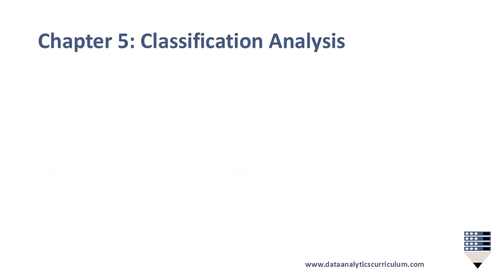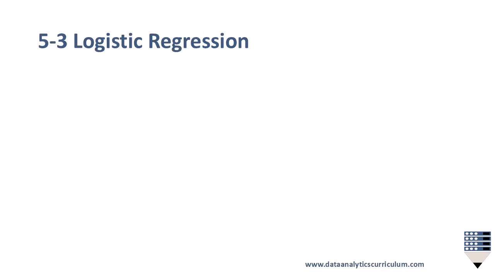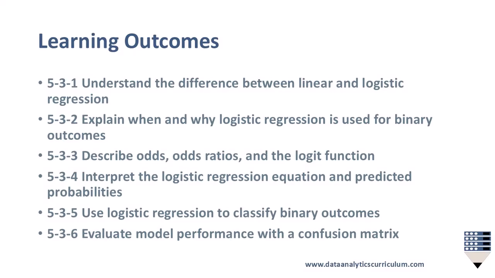Chapter 5, Classification Analysis. Chapter 5, Section 3, Logistic Regression. In this section, we're going to learn about logistic regression, one of the most common methods used for classification, especially when the outcome has only two possible values, like yes or no, or adult versus child. By the end of this lesson, you'll understand how logistic regression differs from linear regression, when to use it, what odds and logits mean, and how to interpret a logistic regression model.